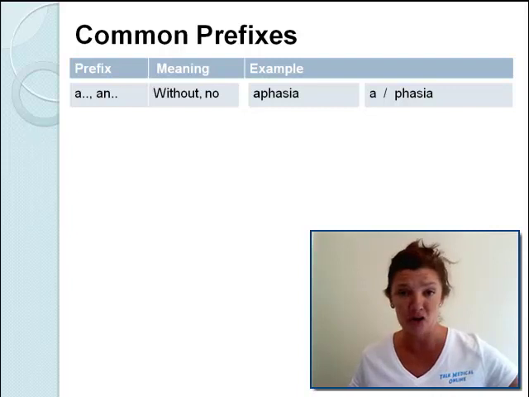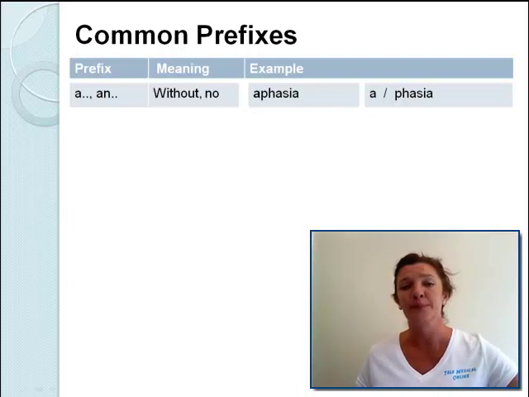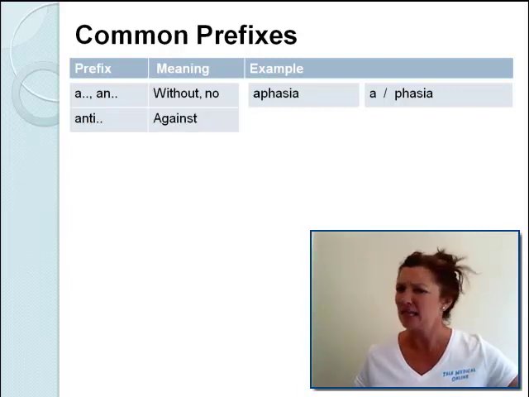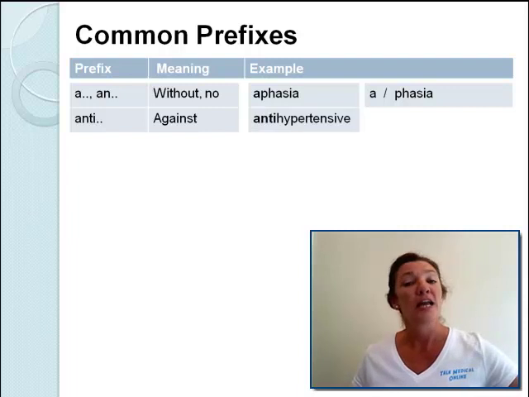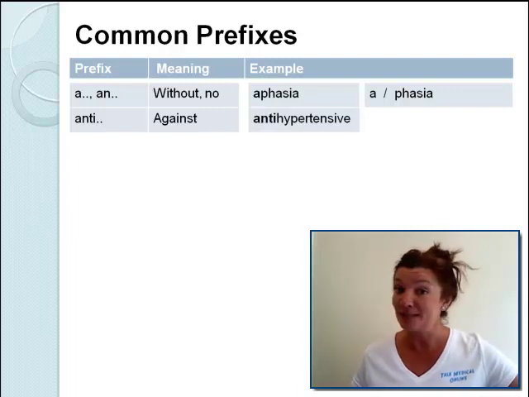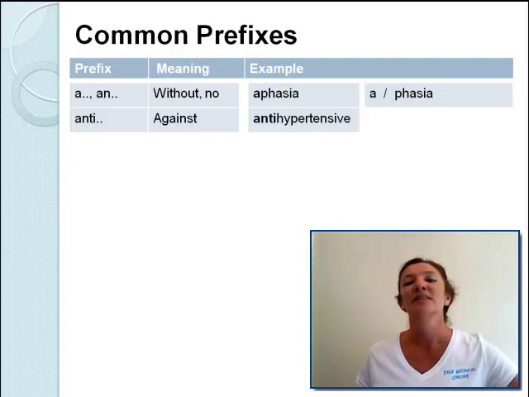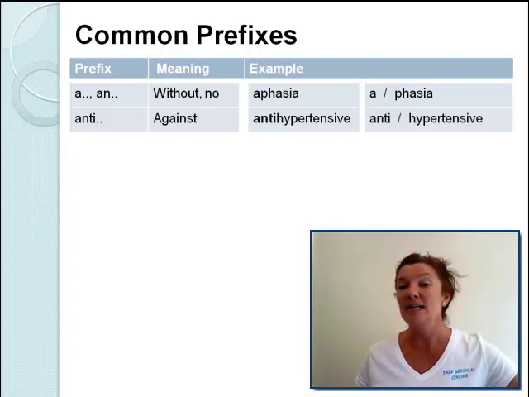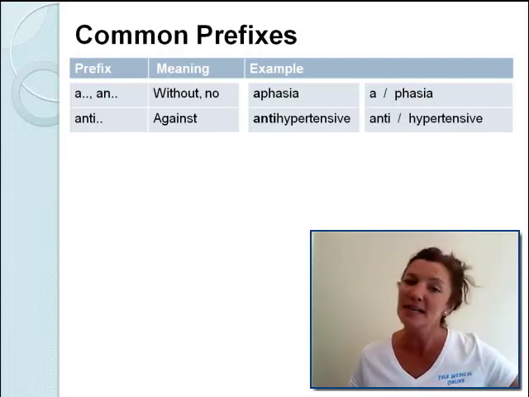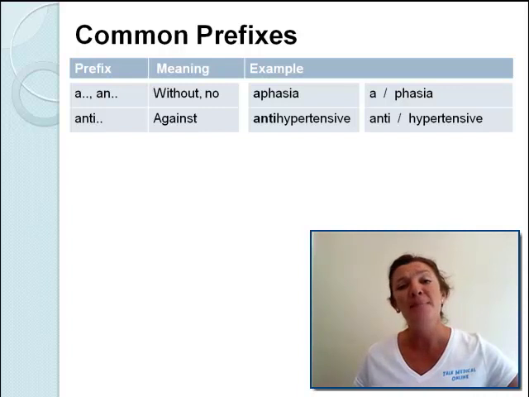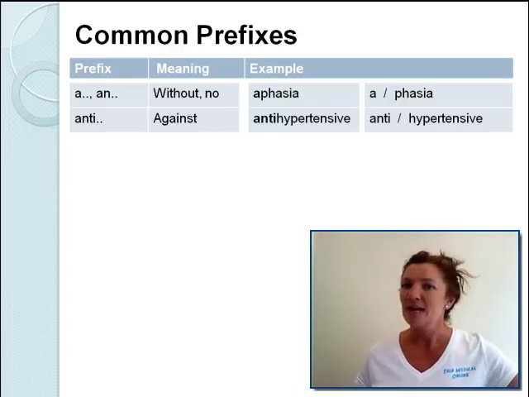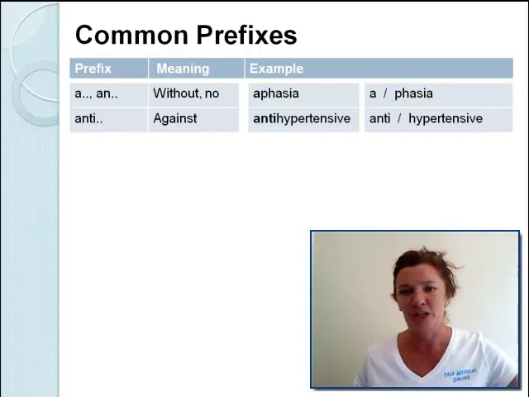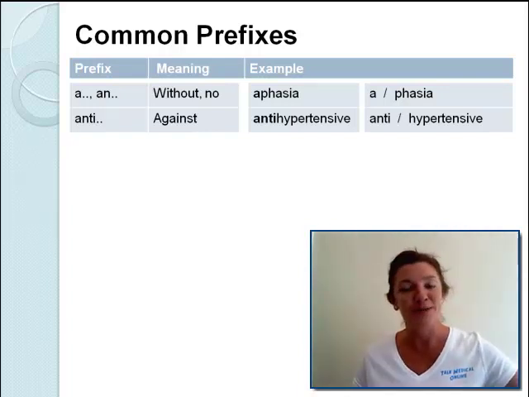So if someone's had a stroke, they can't speak properly. Anti means against. So if a patient is taking an antihypertensive medicine, let's break it down. Anti means against. Hypertensive is a term meaning high blood pressure. So an antihypertensive is against high blood pressure. Hence you have antihypertensive medicine to control blood pressure.